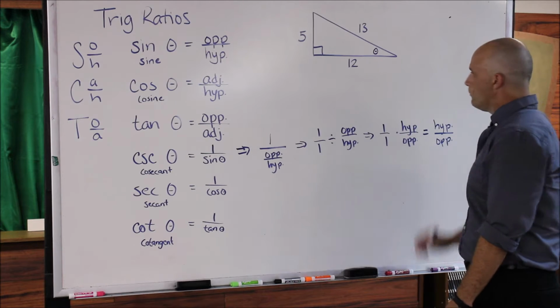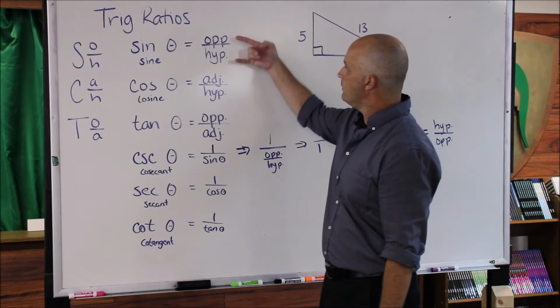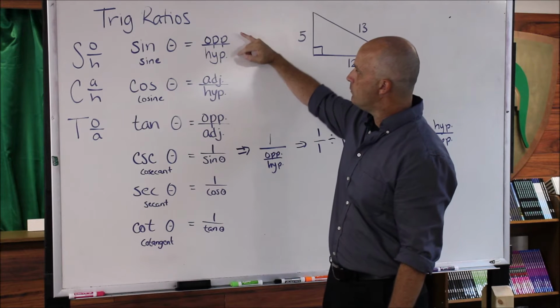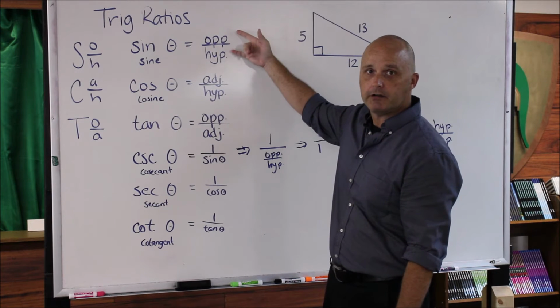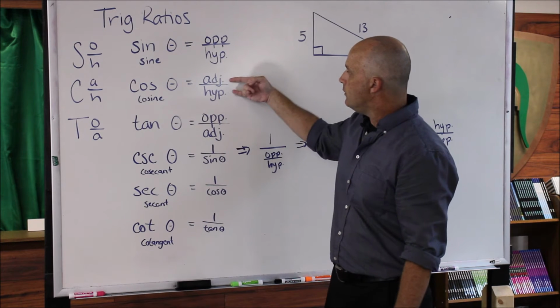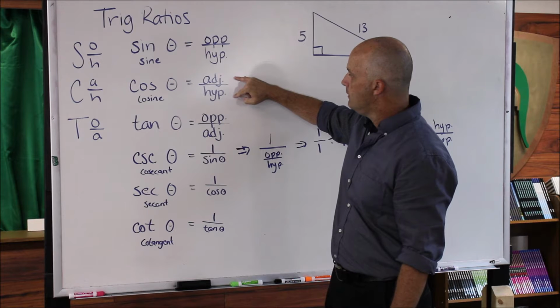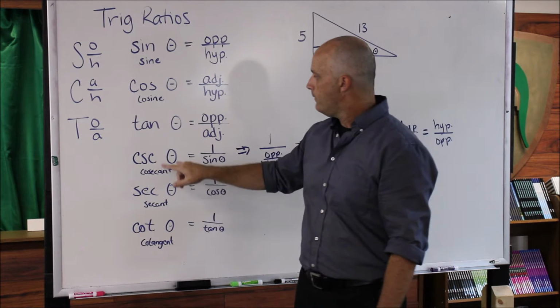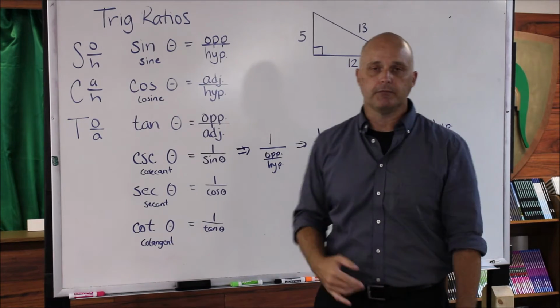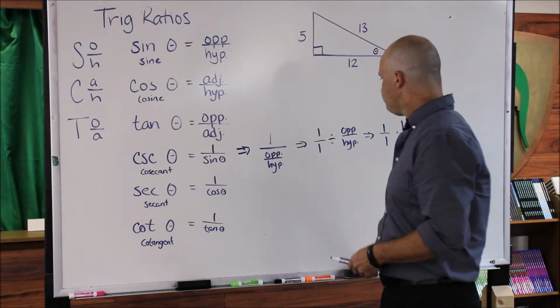So you can see that when we're talking about reciprocal functions, all we're doing is taking whatever the sine function is, and to become cosecant, we're just flipping the numerator and denominator. We do the exact same thing for cosine to get to secant. So adjacent over hypotenuse becomes hypotenuse over adjacent. For the cotangent, we just take the tangent and flip it, so it becomes adjacent over opposite.